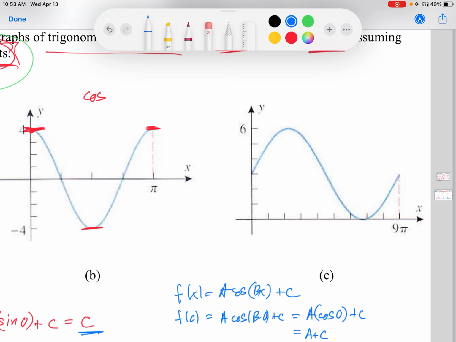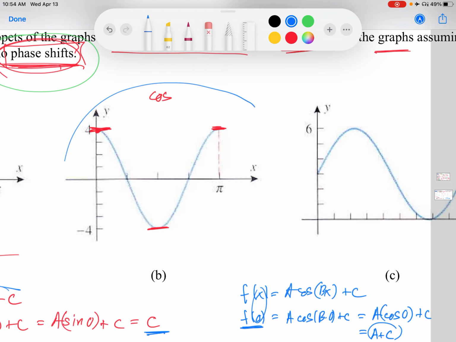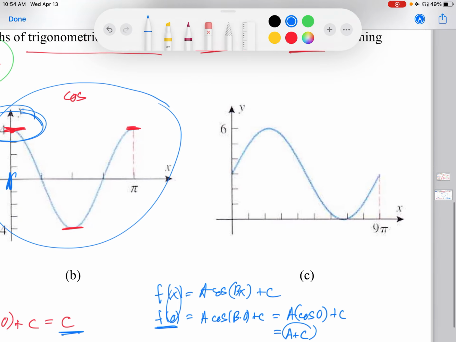So you can see that f of 0, the y value at x equals 0, is a plus c. If a is positive, that means that we are at the maximum value of the graph. If a is negative, we are at the minimum value of the graph. Explains again why this is a cosine graph. It starts at x equals 0 at the maximum value. Okay, and then what about this graph on the right?